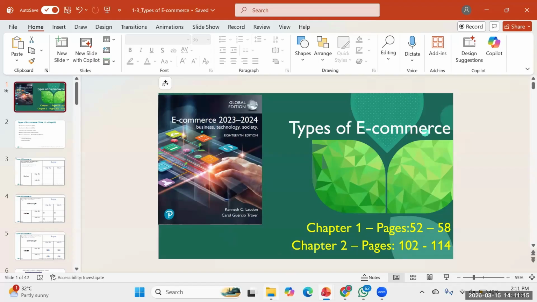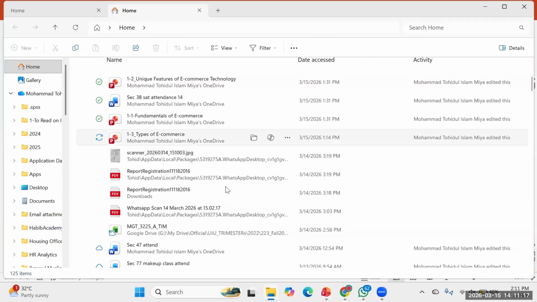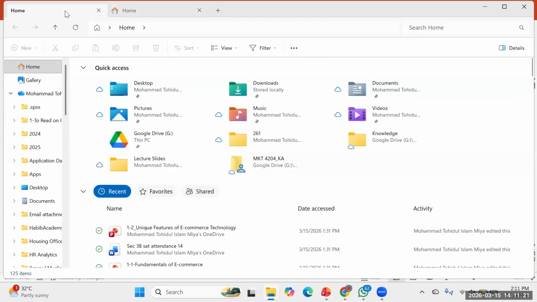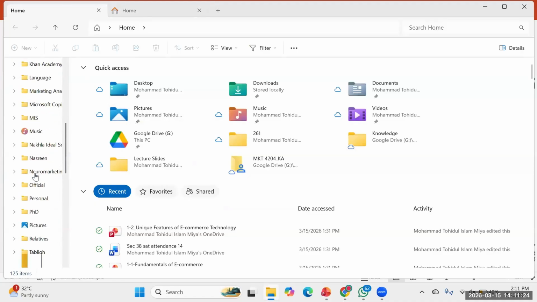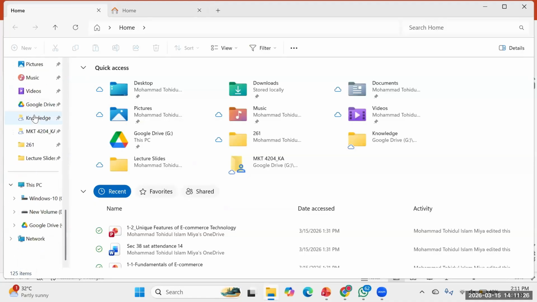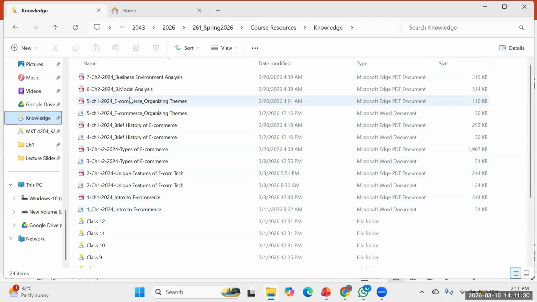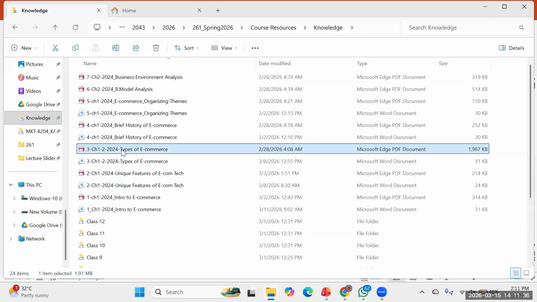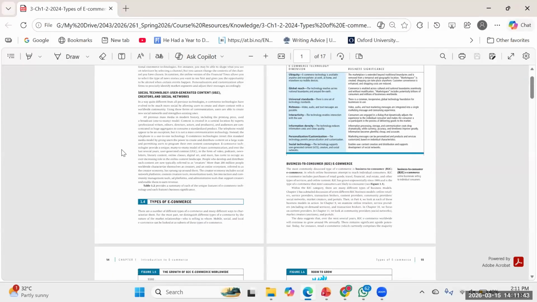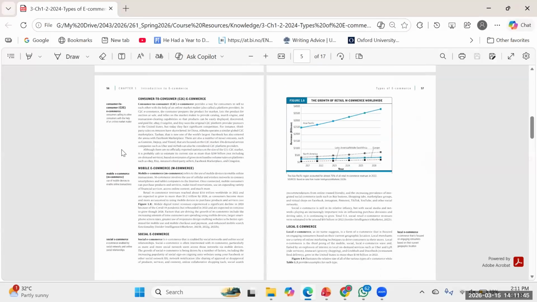I have even shared the chapters with you as well. If you go to the chapters that I have shared with you, I guess it's there. If you go to the folder called knowledge, and there go to the PDF file called types of e-commerce, you will see that I have put all chapters into a merged file, and you get all pages in one place. So you can't miss it. It is all in one place.